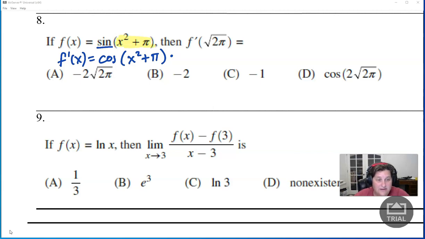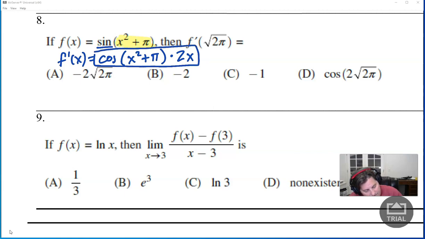Now, remember, pi is a number, so whenever I see it and I'm trying to think about how to do the derivative of it, a lot of times I'll think of it as like x squared plus 3 or something, you know? So I'm going to go, the derivative of x squared is 2x, and the derivative of pi is 0. All right, so this is my derivative. Now I am going to plug in the square root of 2 pi.